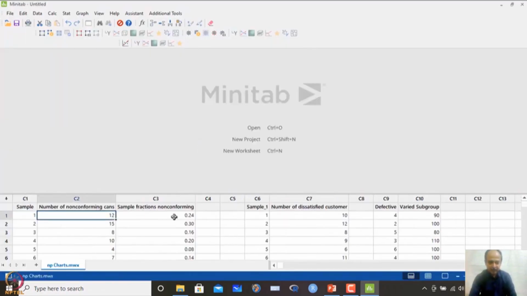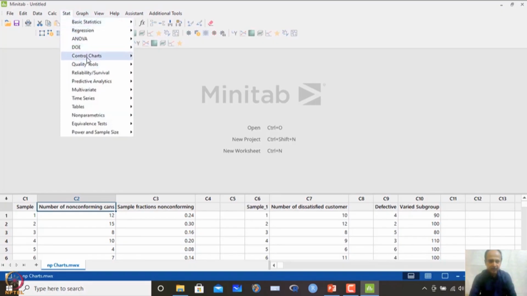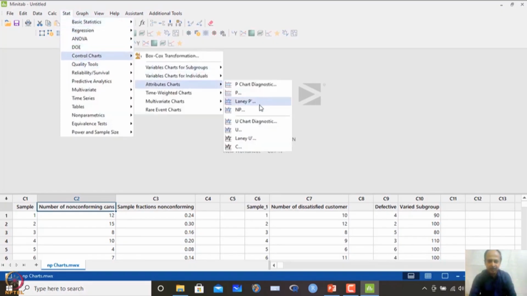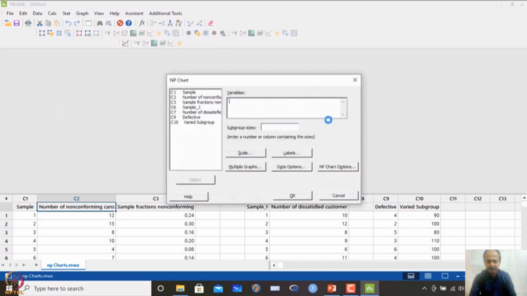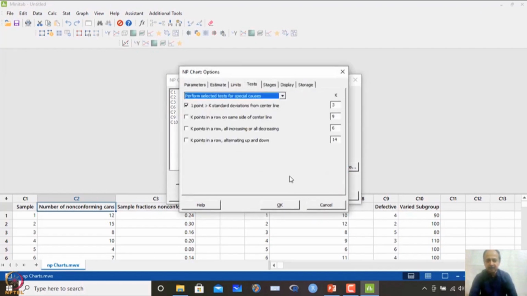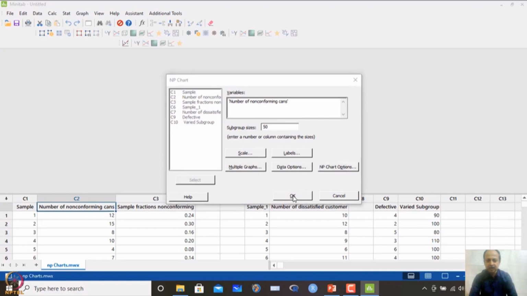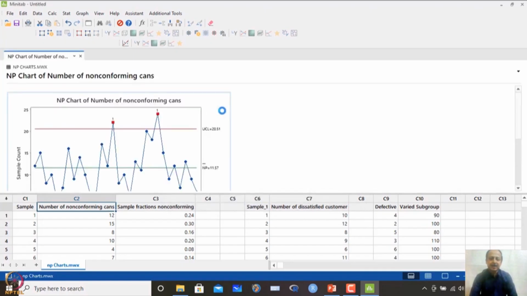So, number of cans like this. Over here, same examples we are taking. So, Stat, I go to Control Charts, Attribute Charts, I click on NP chart. I do not want to see proportion and their upper limit, lower limit. I want to see number of non-conforming ones, and I will say subgroup size is 50, and other conditions remain the same. Then I click OK, and I get the control limit lines.